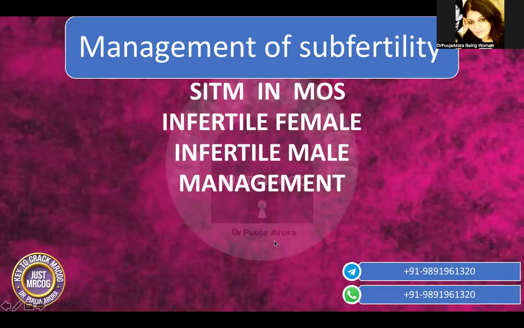Now, how to manage such patients? Communicate and formulate an appropriate plan for management of infertility. Explain possible causes of infertility. Formulate a management plan as per pathological findings. Counsel the couple regarding the different treatment options and always take their preferences and expectations into account.